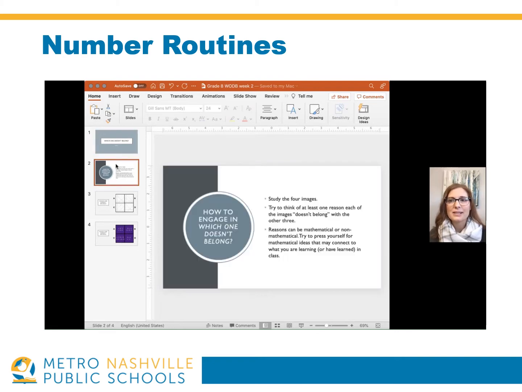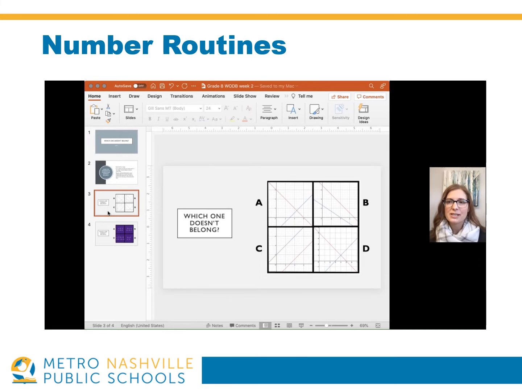Slide 2 explains how to engage in the routine, and slides 3 and 4 are 2 different versions that you can engage in a tutoring session. You may or may not have time for both in one tutoring session, so use your discretion. The number routine should only last about 5 minutes, so if you have time for both, great, but if not, that's okay too.